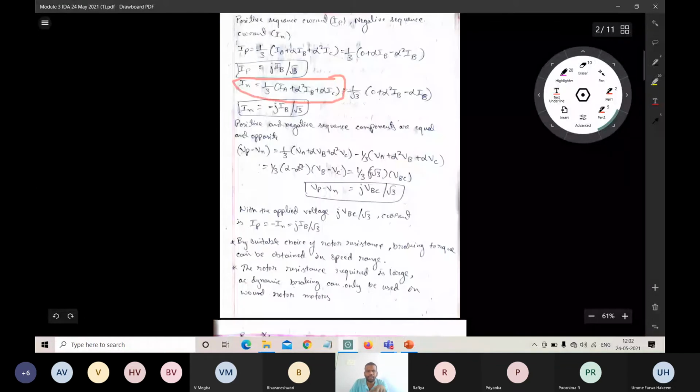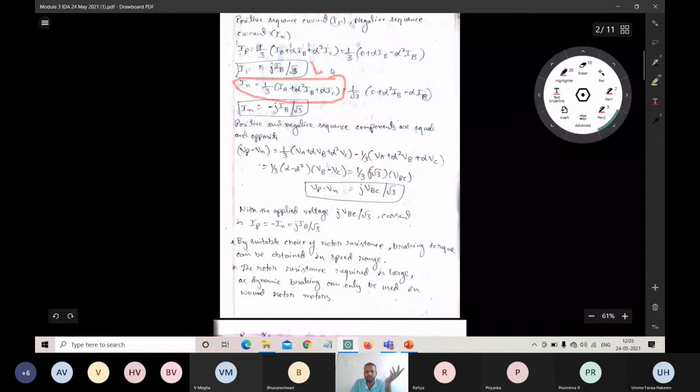If you consider voltages, VP minus VN is equal to alpha VA plus alpha VB plus alpha square VC minus the same thing. After solving the equations, we get alpha minus alpha square. Here VA will be equal to 0, as there is no phase; the phase is removed. So VA will be 0. Taking alpha minus alpha square common, we get VB minus VC, and after solving, VB minus VC is equal to jVBC by root 3. So IP is equal to jIB by root 3, and IN is equal to minus IB by root 3.